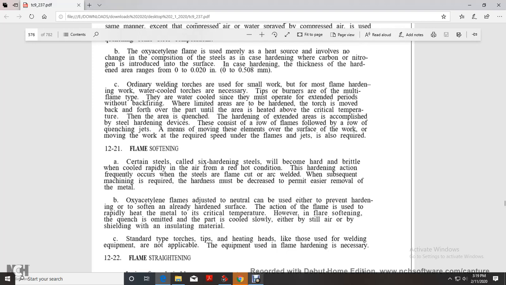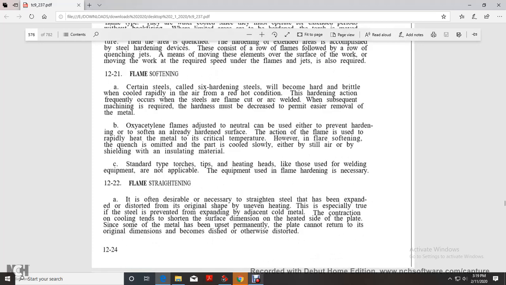The action of the flame is to rapidly heat the metal to a critical temperature. However, for softening, the quenching is omitted and the part is cooled slowly, either in still air or by shielding with insulation material. Standard torches with tips and heating heads, like those used for welding equipment, are not applicable. Special equipment for flame hardening is necessary.